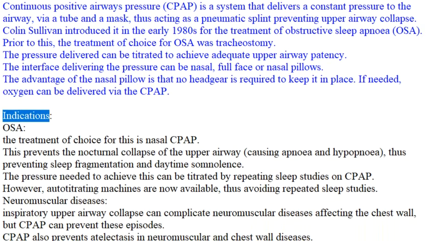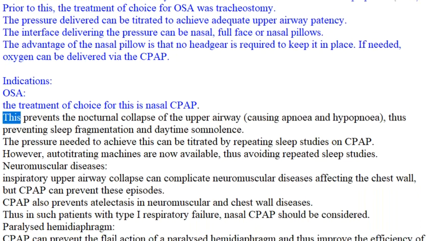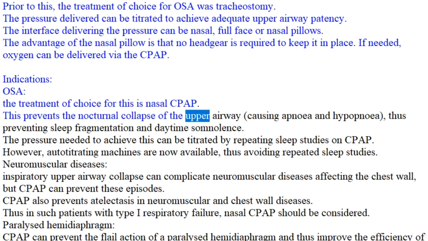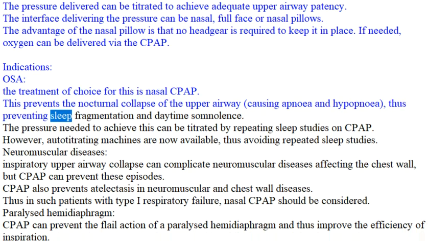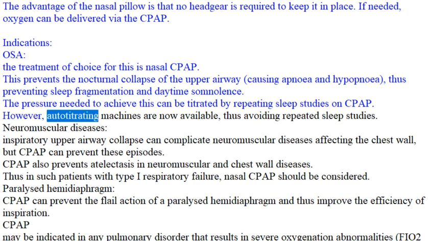Indications. OSA. The treatment of choice for this is nasal CPAP. This prevents the nocturnal collapse of the upper airway, causing apnoea and hypopnoea, thus preventing sleep fragmentation and daytime somnolence. The pressure needed to achieve this can be titrated by repeating sleep studies on CPAP. However, auto-titrating machines are now available, thus avoiding repeated sleep studies.